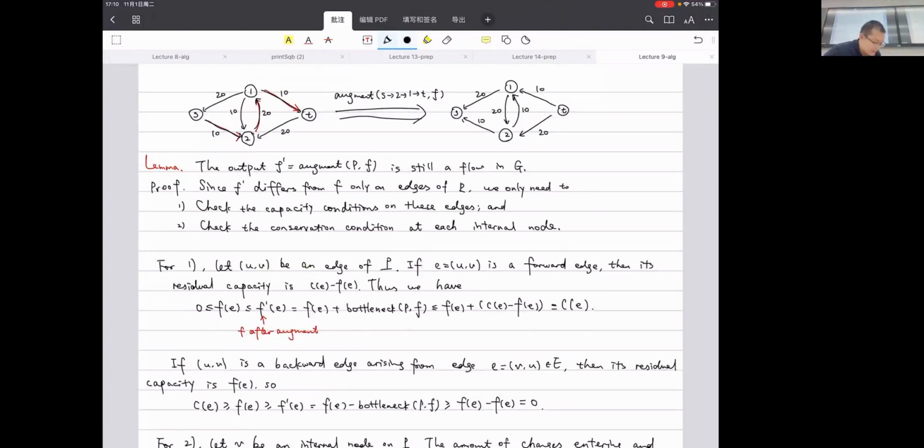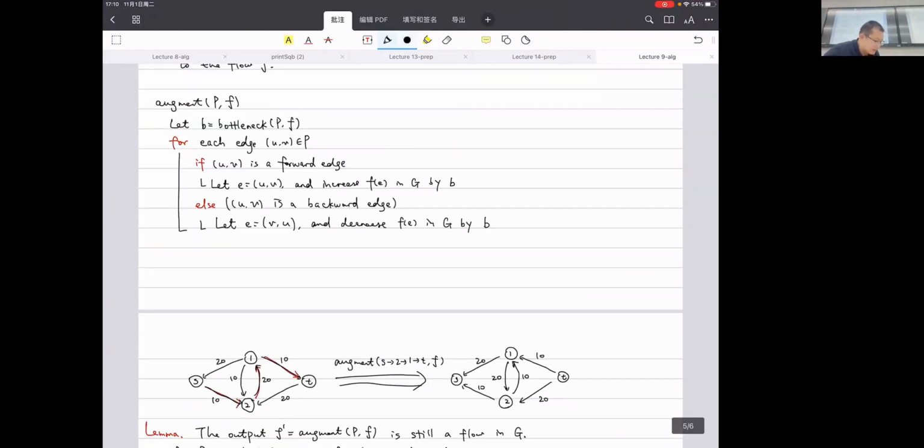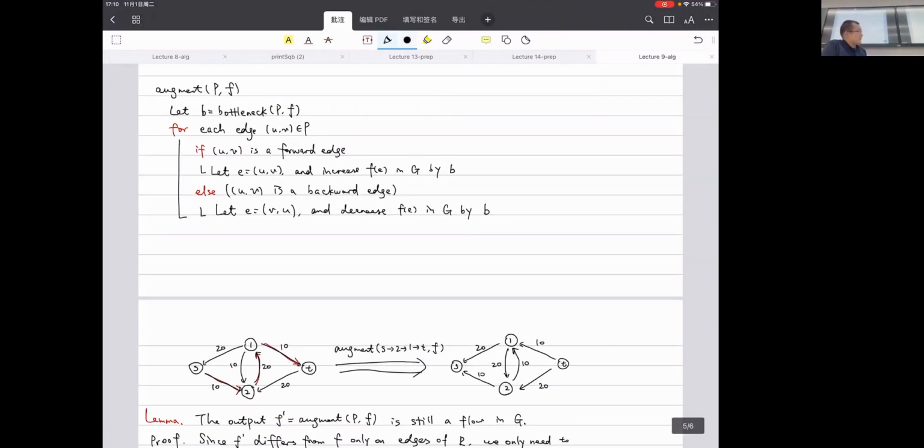Okay, so let's come back to our class. In the last hour, we delved further into the details of the max flow and min cut problem. Basically, we have this idea of considering the residual graph.